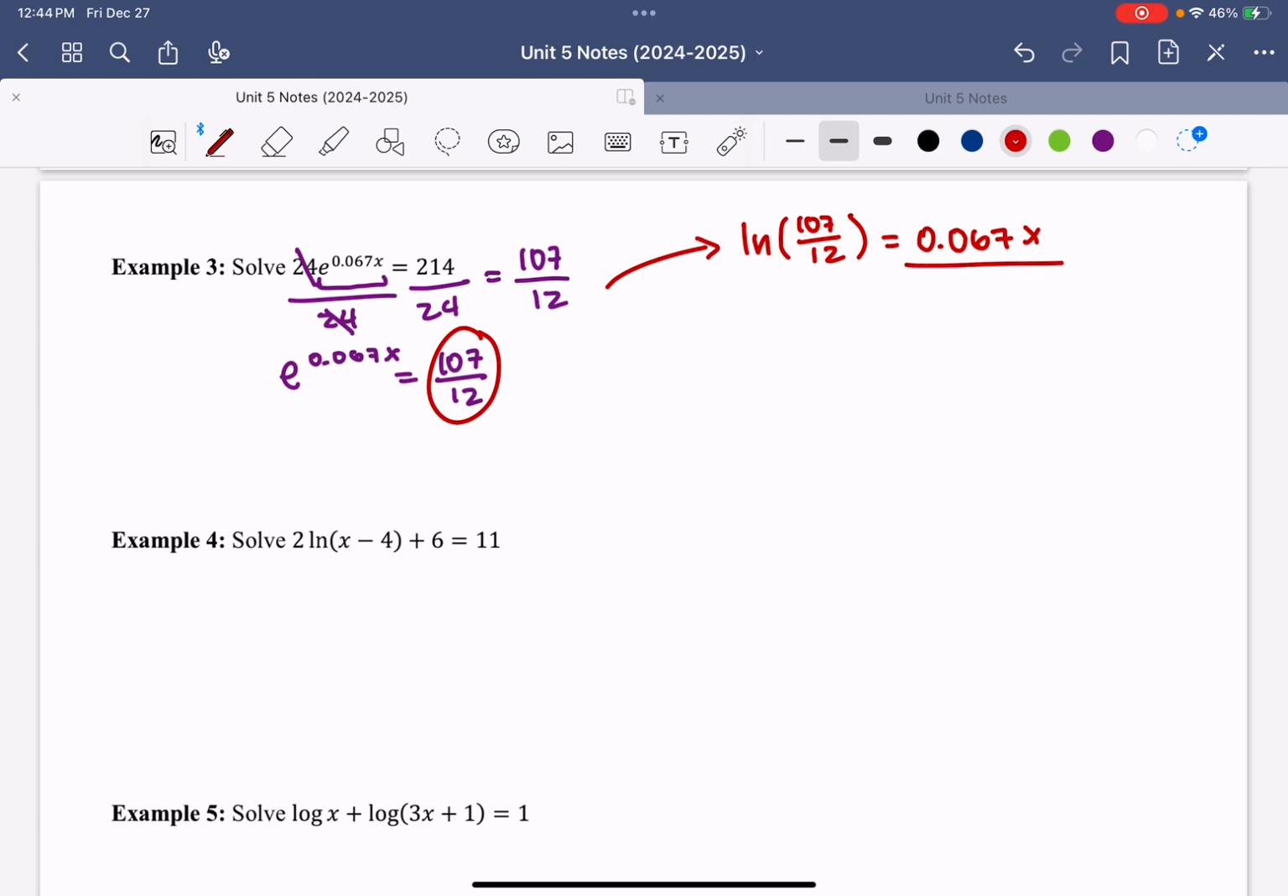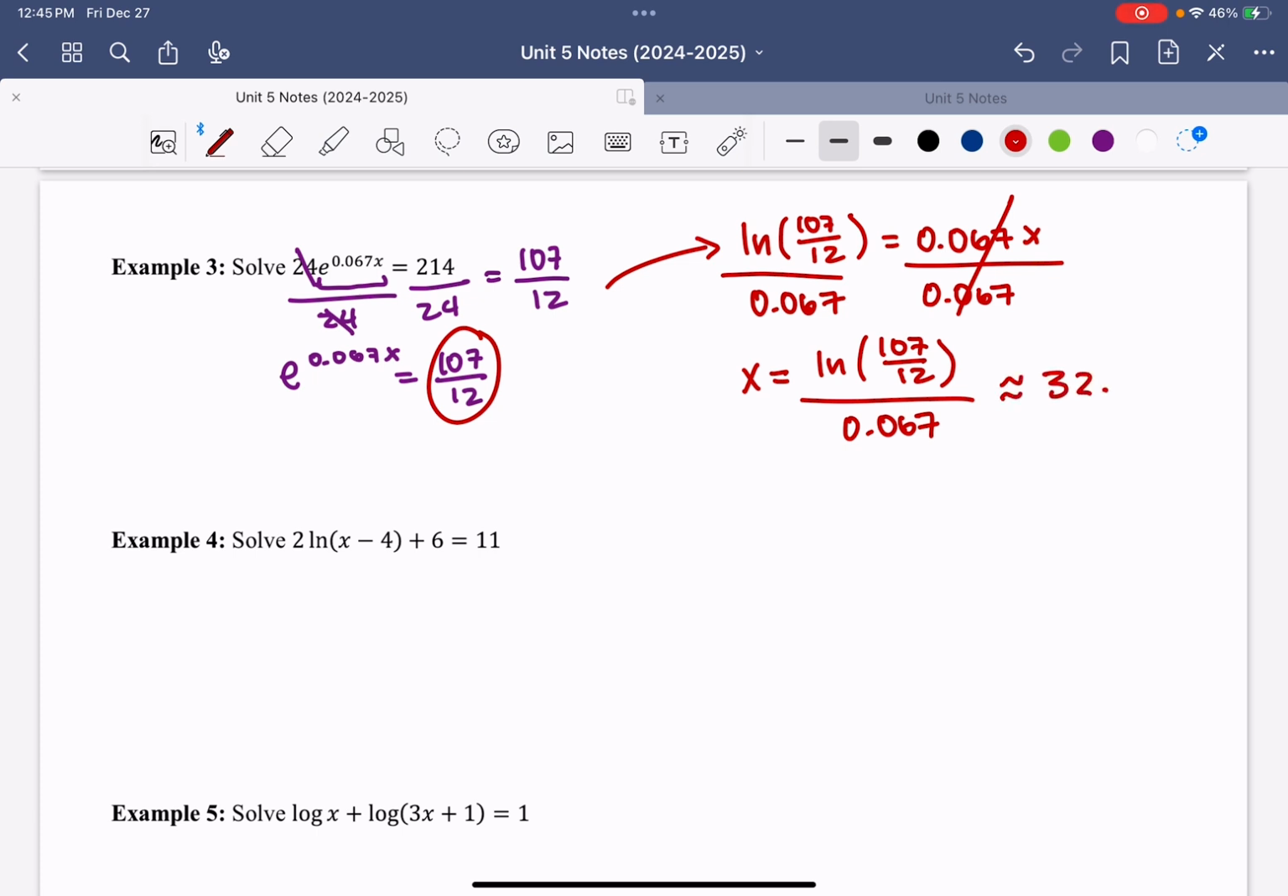So solving for x looks pretty easy. We're just going to divide by 0.067, and then x is by itself. So in its exact form, it would be the natural log of 107 over 12, all over 0.067. Or if we converted it into its decimal approximation, that's 32.656.